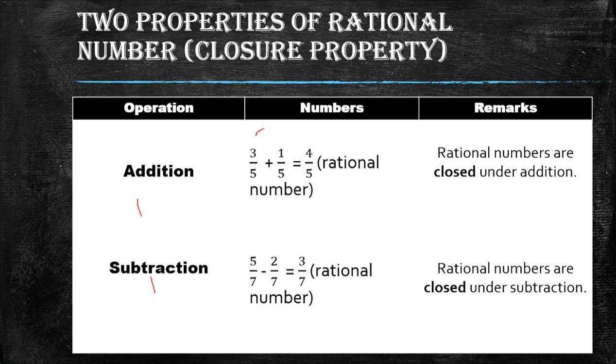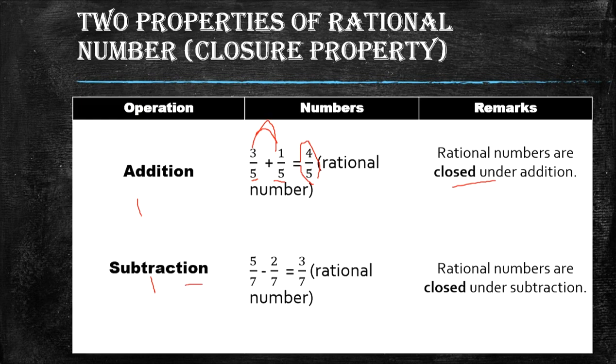See, in the case of addition, it is when you add two rational numbers. 3 by 5 is a rational number, 1 by 5 is a rational number. When you add two rational numbers, the resultant is also a rational number. If you get this, you can say rational numbers are closed under addition.